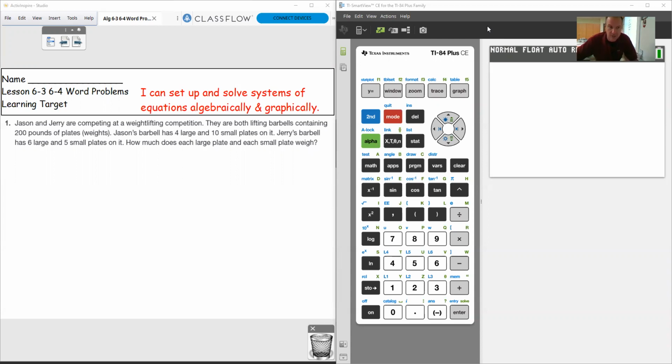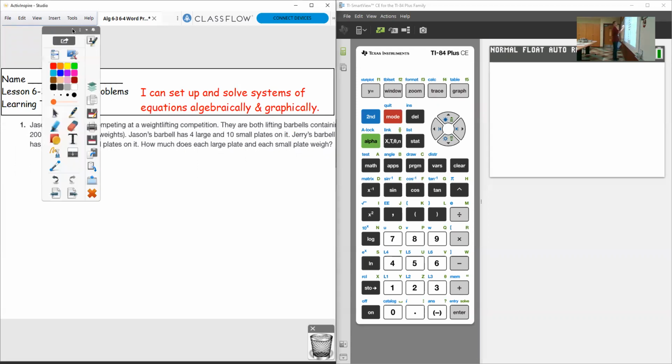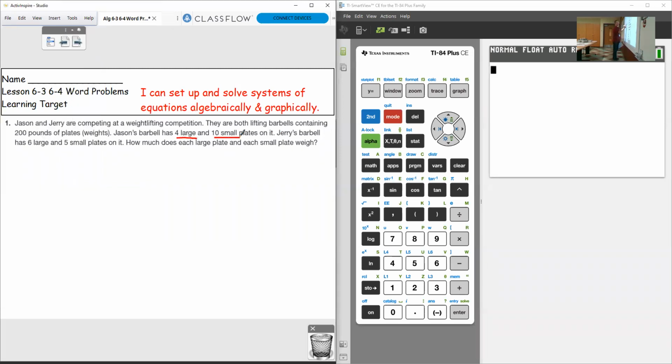So what you need to do first is set up your system of equations. We have 2 different things here. We have large plates and we have small plates. So we have large and small, large and small. So I'm going to use S for small, and I'm going to use L for large. Make sure that you use a lowercase s so your S doesn't look like a 5. Make sure that you use an uppercase L so your L doesn't look like a 1.